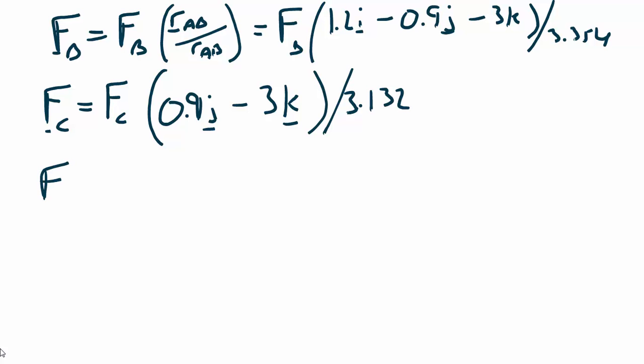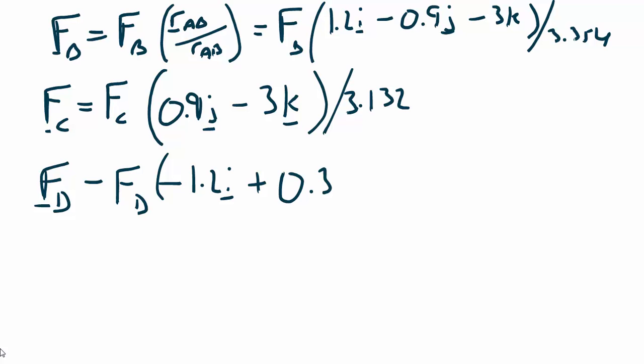Find the FD. You're going to be moving minus 1.2 in the i direction. You're going to be moving, sorry, 0.3 meters in the j direction. You're going to be moving down 3 meters in the k. The magnitude of all three of those is 3.245.